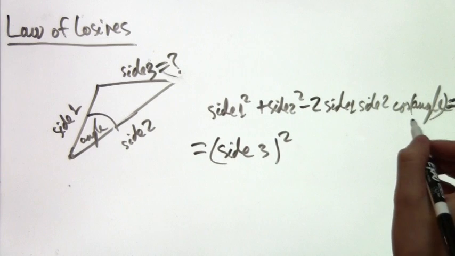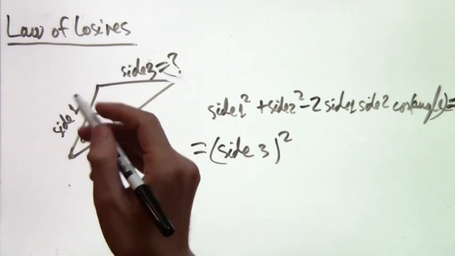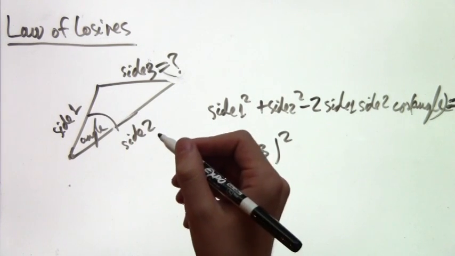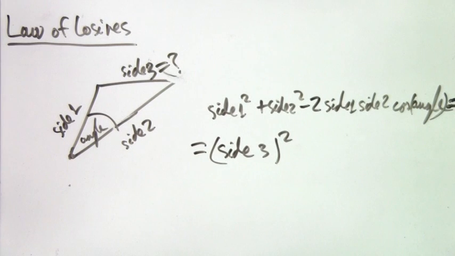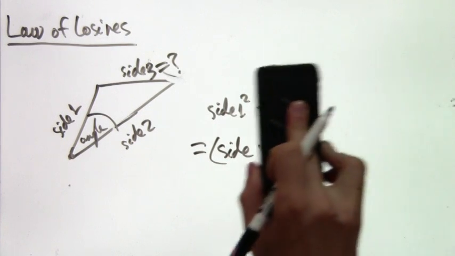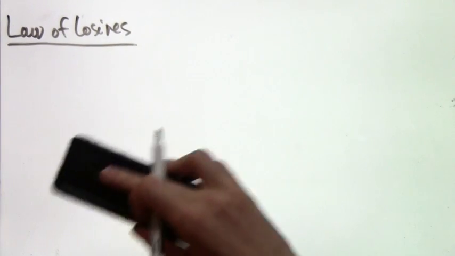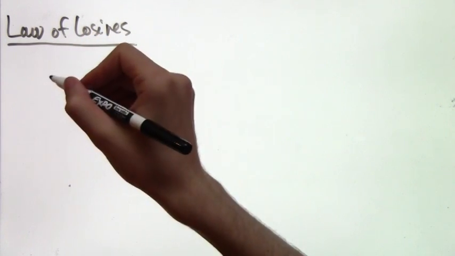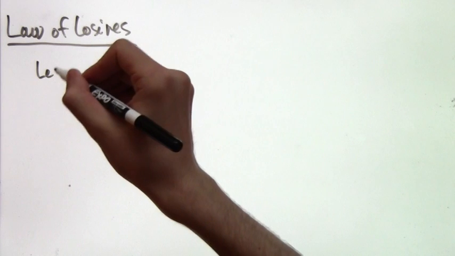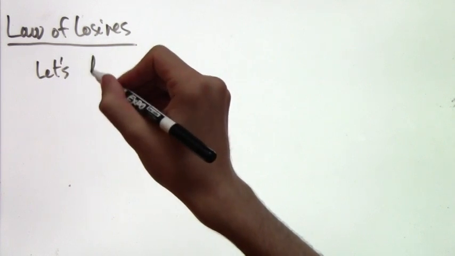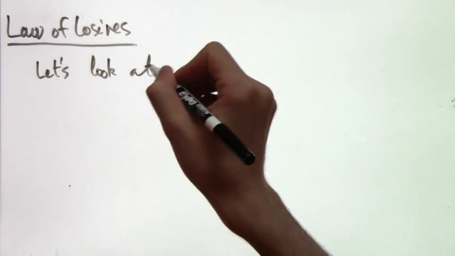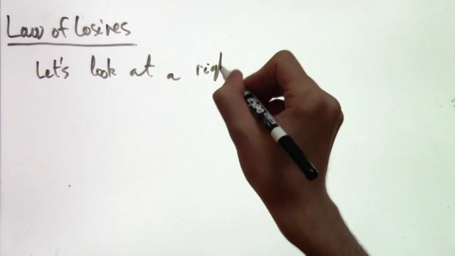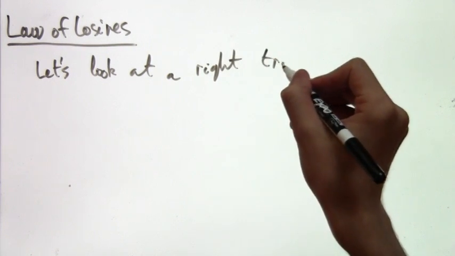So now we have a whole bunch of squares of sides, so this is actually very similar to the Pythagorean Theorem. And I'll show you how exactly that's related. And then we're going to do a few examples to make sure we've got this down. So let's just see what happens if we apply this law of cosines to a right triangle.